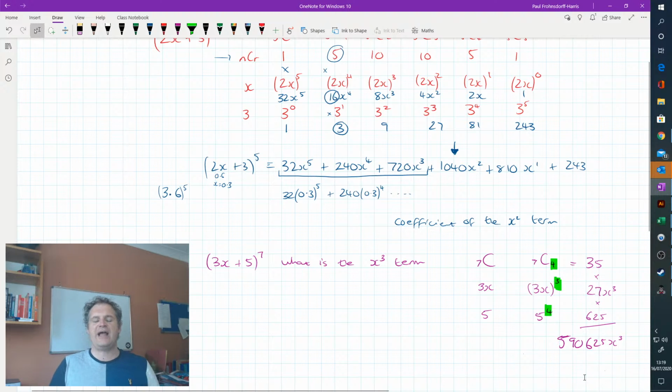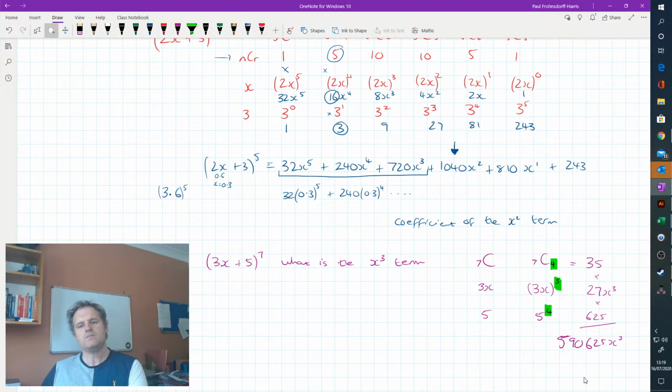So that is how we use the binomial expansion and perform the binomial expansion. Each time you've got to use nCr. The number for r will be the power you don't want. So if I'm doing the x cubed term, I do 7c4, 3x to the power 3, and 5 to the power 4. You can also do it so it's the same because of the fact that they mirror each other.